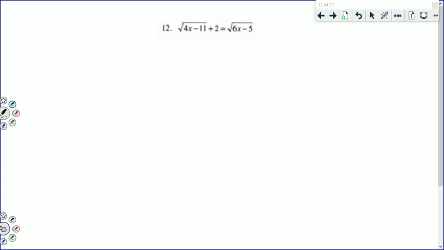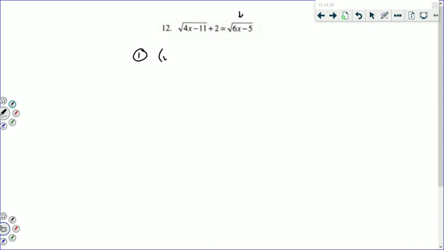Very similar to the last one, except this time we have 2 square roots. So it's going to be a little bit more work on our part, but it's not impossible. Okay. Our first goal doesn't change. We want to get the square root term by itself, which right here we have a square root term that is by itself. So we're going to take and square both sides.